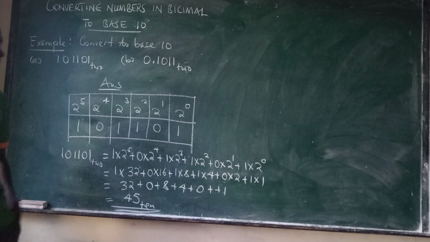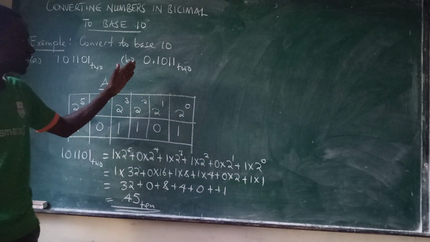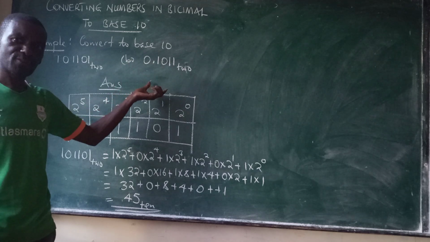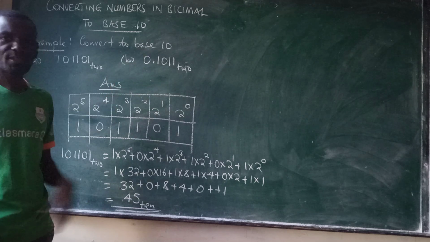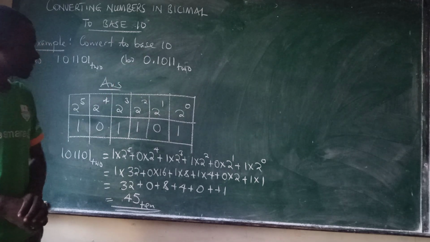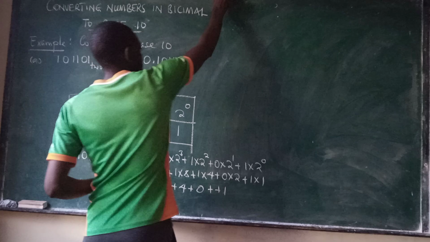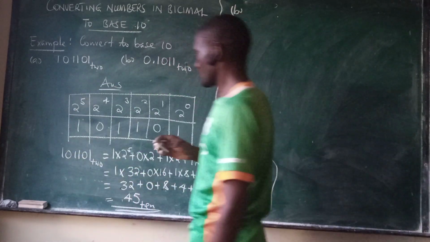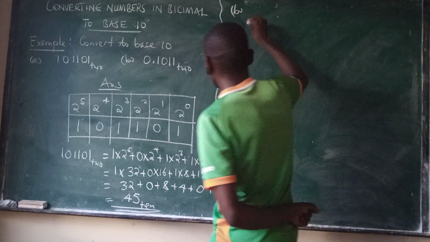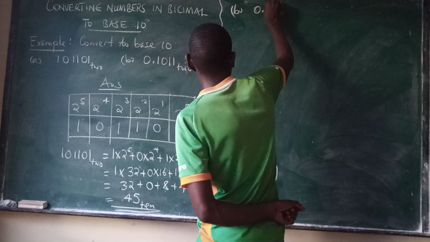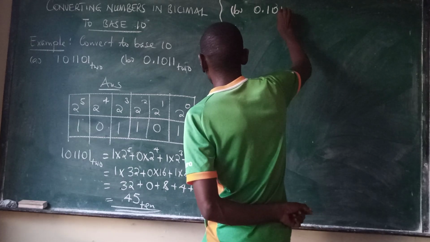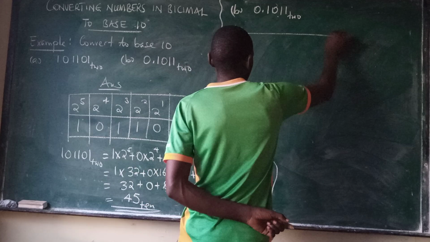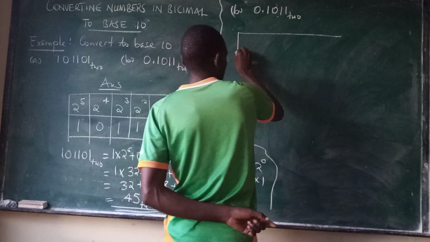We can also look at the other part. Now if you look at this one, it is after the decimal. So even the answer that we are going to find will be a decimal number in base 10. So for part B, we are talking about 0.1011 base 2. So again, we can come up with a table.